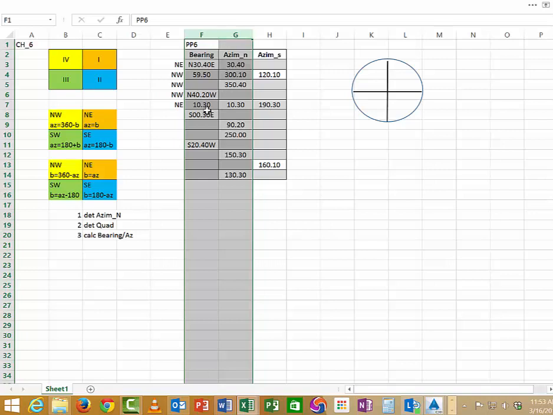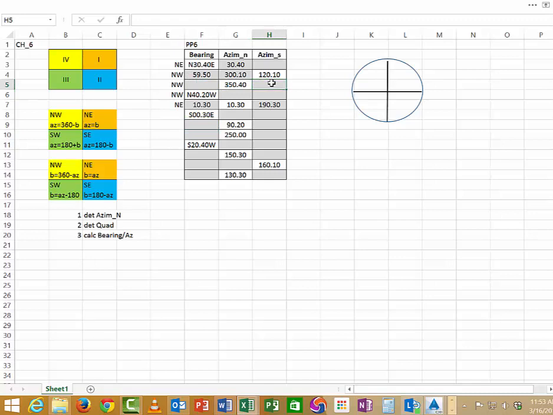So practice with this table, and I'll put up some problems that are similar to this. Hope this was helpful. Thank you.